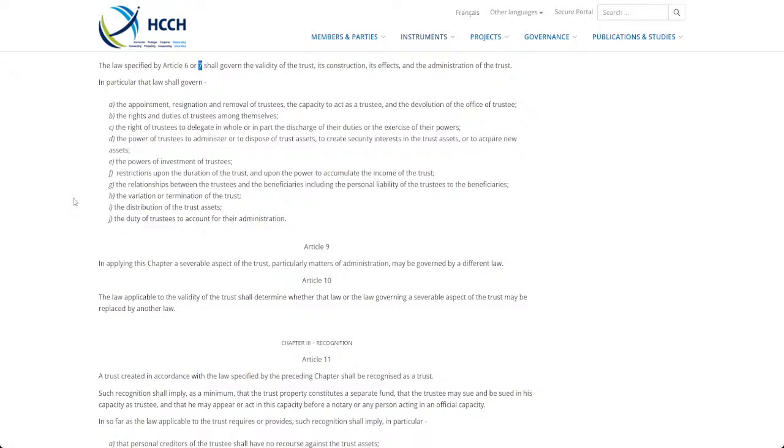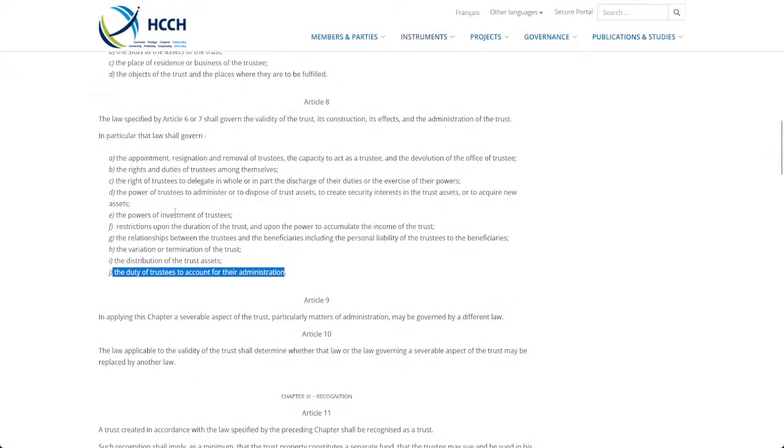The relationships between the trustees and the beneficiaries, including the personal liability of the trustees to the beneficiaries. The variation or termination of the trustees, the distribution of the trust assets, and the duty of trustees to account for their administrations. It's private. The books of the trust are private. They cannot be subpoenaed. That's what this is saying. That's what this means. That sounds very powerful.